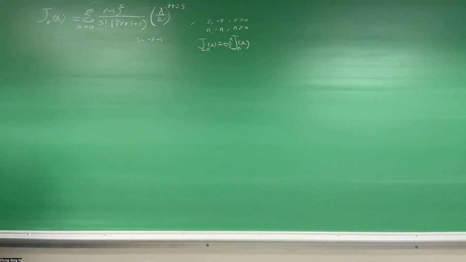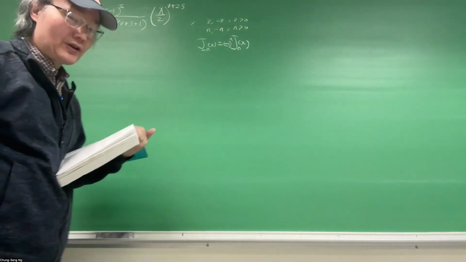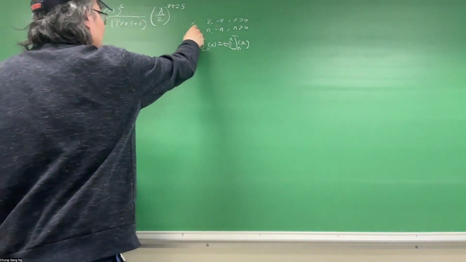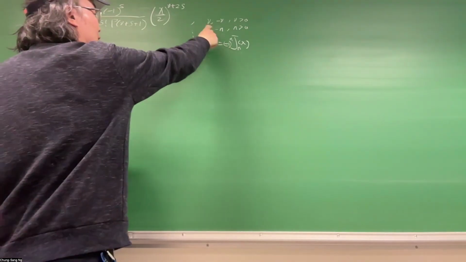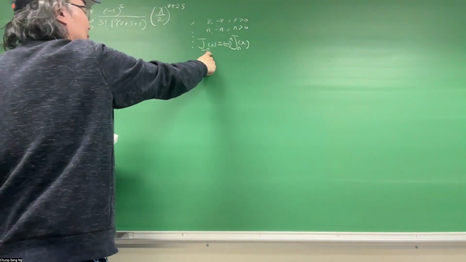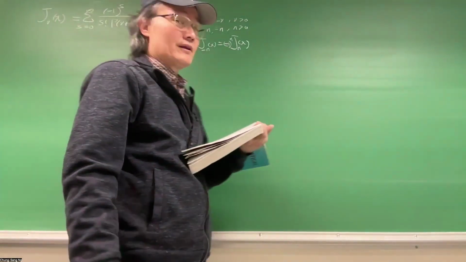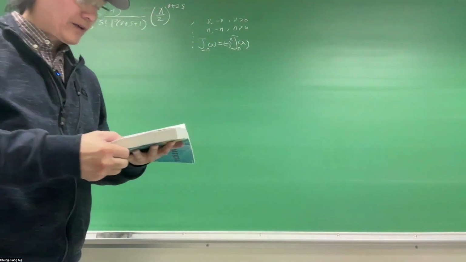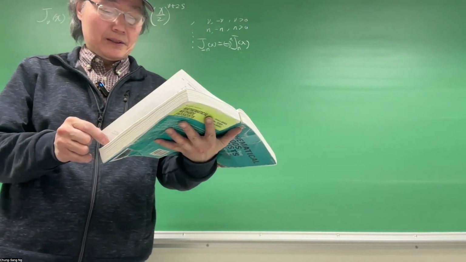So the difference between integer order and non-integer order is significant. Now, we still have to choose another solution for integer order, because these two solutions, nu and minus nu, become linearly dependent. So we need to define another solution for the second solution, because the Bessel equation is second order. It has two linearly independent solutions, right?